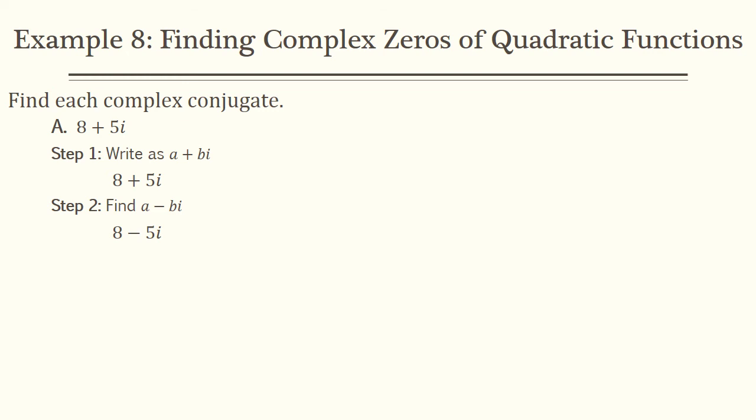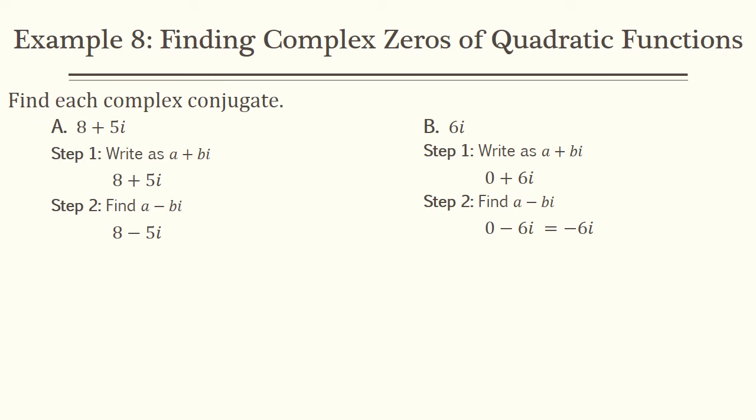Now you're done. Let's look at another one. 6i. I need to find the complex conjugate of 6i, or 6 times i. First step, write it as a plus bi. I don't have an a value, so that is going to be 0. So it's 0 plus 6 times i. Find its complex conjugate, which is a minus bi. So replace a and b. I get 0 minus 6 times i, which is just negative 6i.